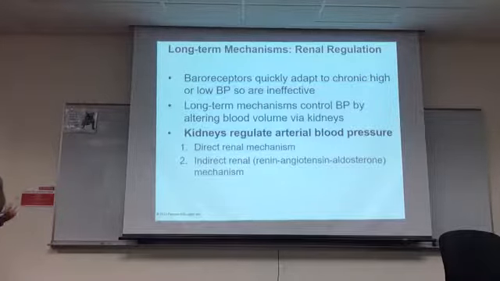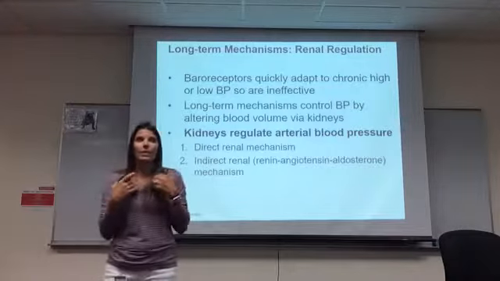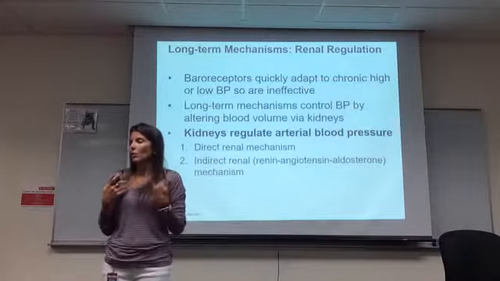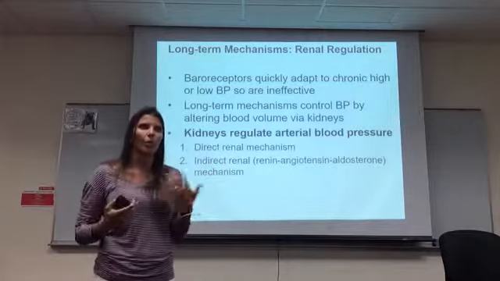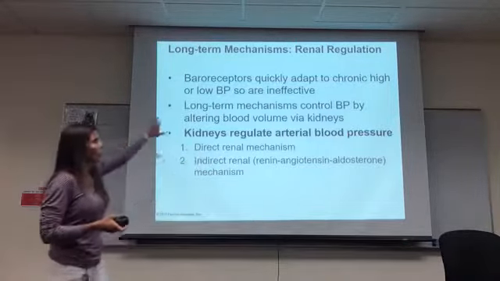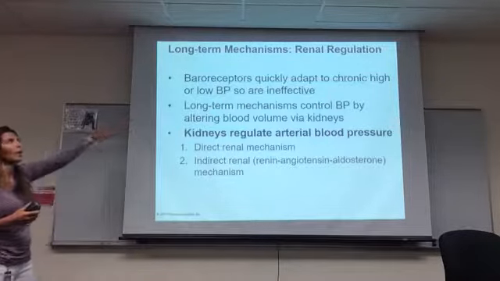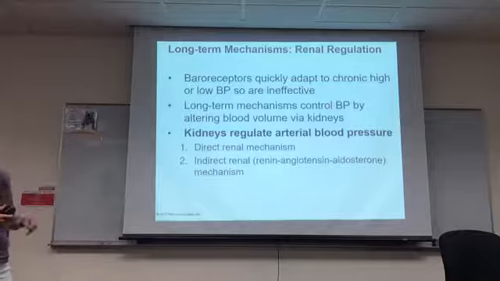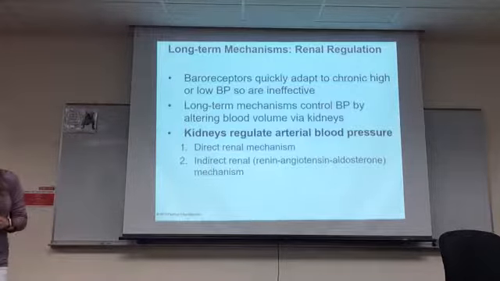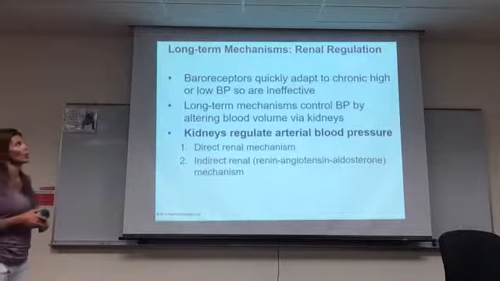Whenever, first of all, baroreceptors. What are baroreceptors responding to? Barometers respond to pressure, so they're pressure sensors. We have baroreceptors all throughout our arteries that help send messages to our brain that say, hey, pressure is high, pressure is low, we need to regulate this. So baroreceptors are our pressure receptors, and we have those all throughout our vessels. And it mentions here that they can quickly adapt to chronic high or low blood pressure levels.